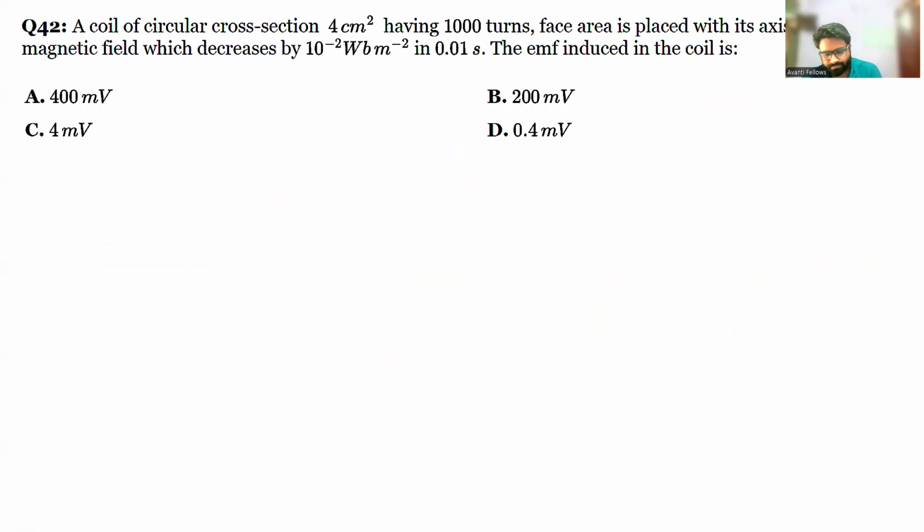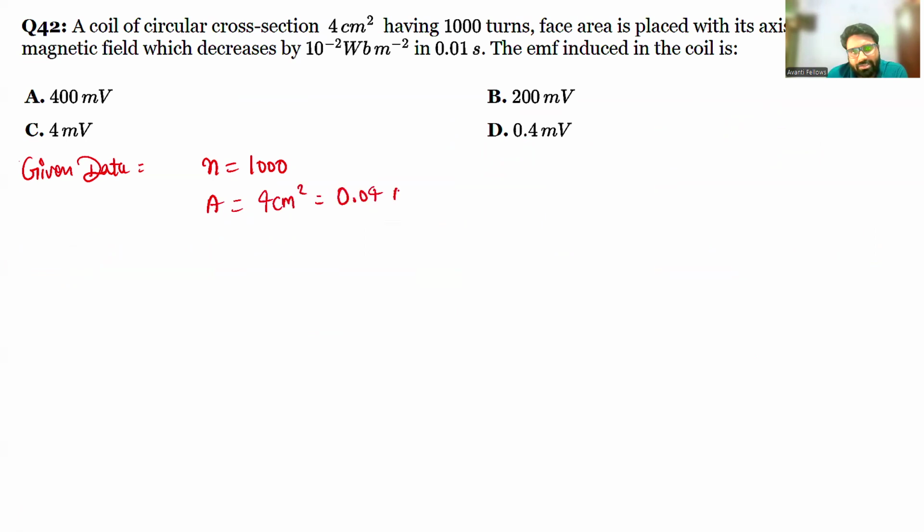Now this one. This is also a formula based question. A coil of circular cross section 4 centimeter square having 1000 turns. For these types of questions, first of all, try to write what is given. So the given data is: number of turns, which is 1000 turns. Area is 4 centimeter square, or we can write 0.04 meter square.